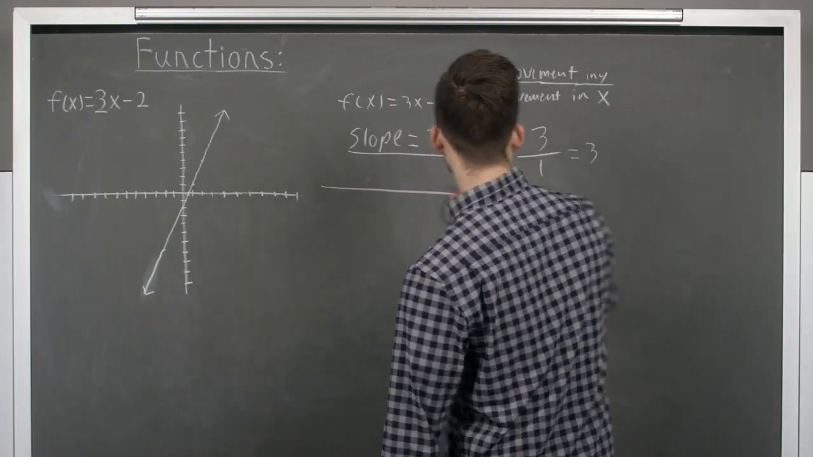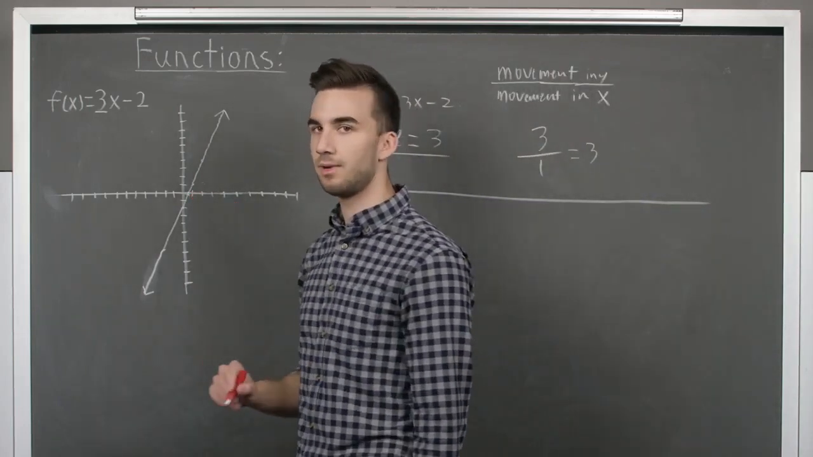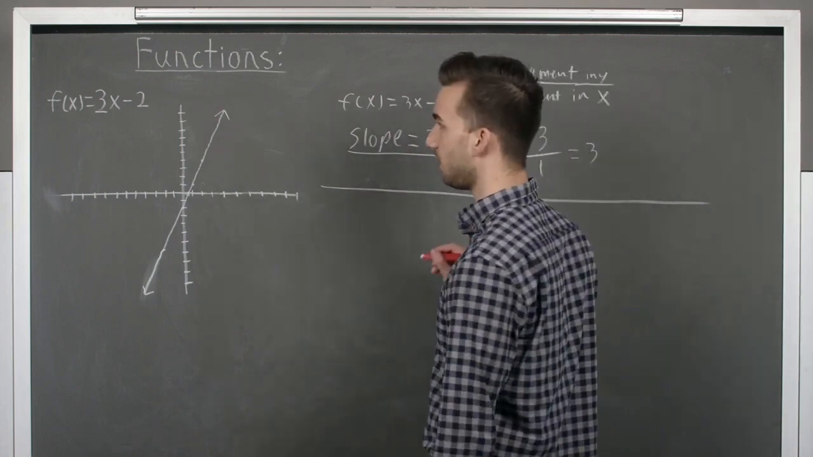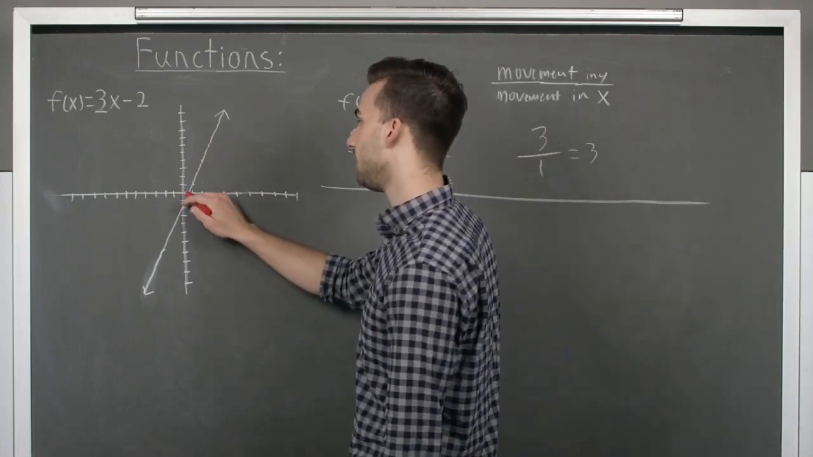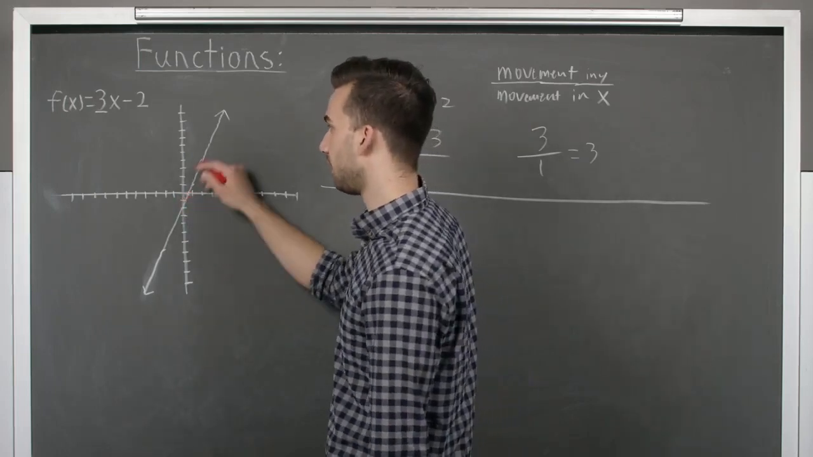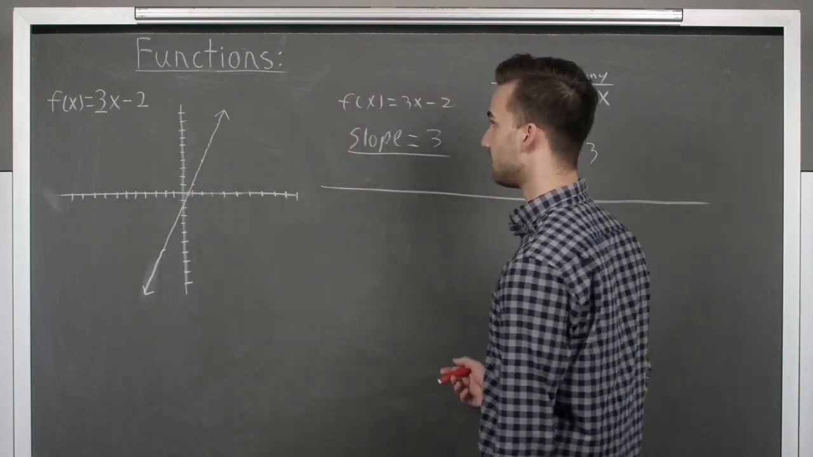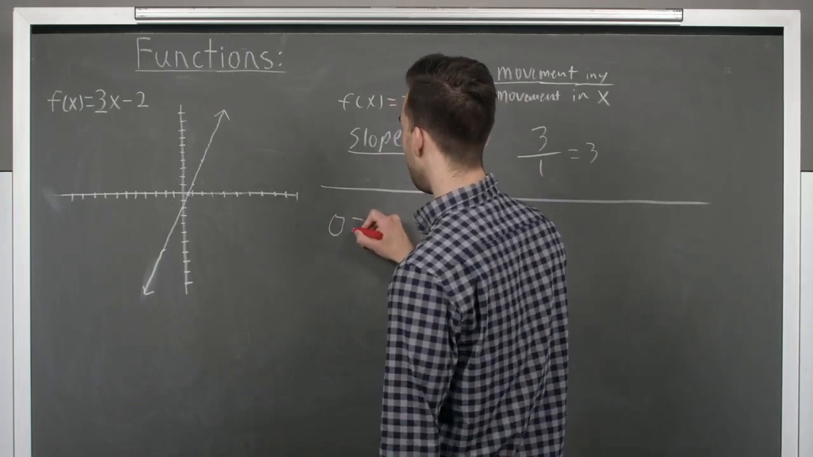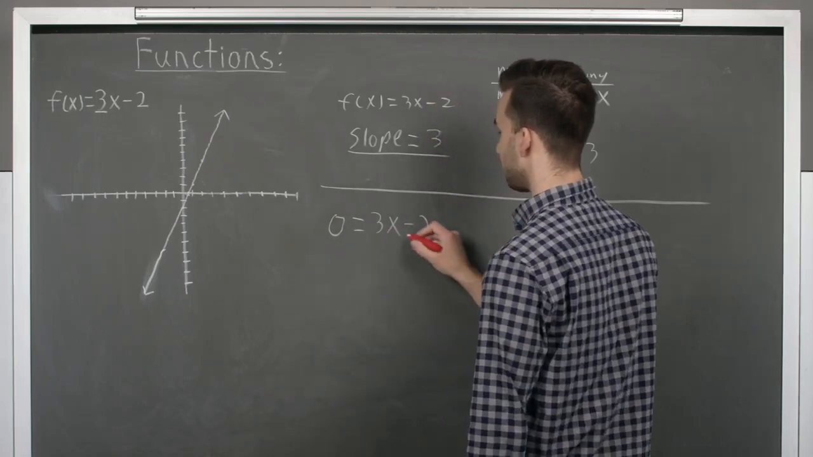For figuring out the x-intercept, all we have to do is set the function equal to 0. Why we do that is because the x-intercept is always when the function is equal to 0. The y value is always equal to 0 when the function crosses the x-axis. So we just set f of x equal to 0, and then we can just solve.